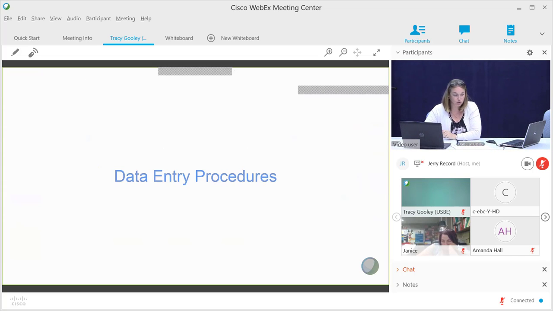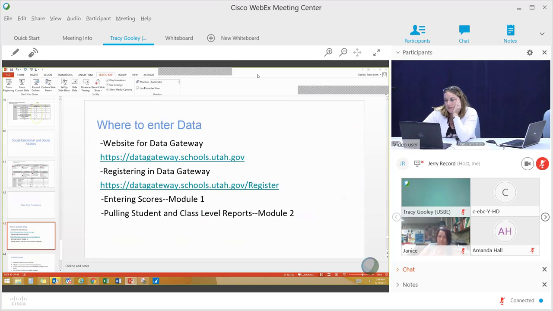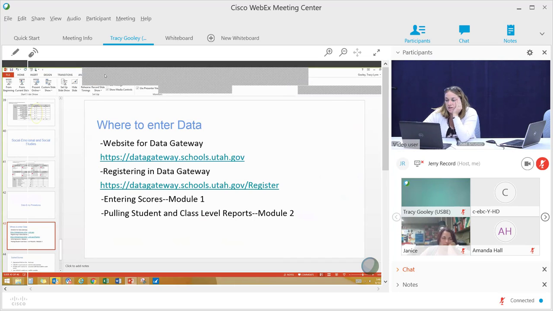So looking at data entry. You are going to go to the same place on Data Gateway as the regular KEEP to enter your data. If you are not a teacher that has access to Data Gateway, you're going to work with your principal or your special ed person or your assessment person within your school or district to get access to that. And we are going to watch a little module on how to do that.